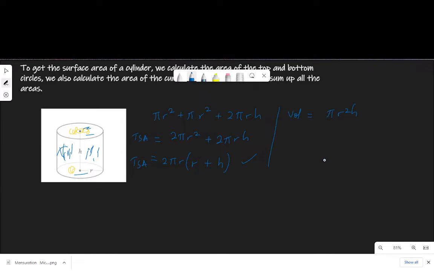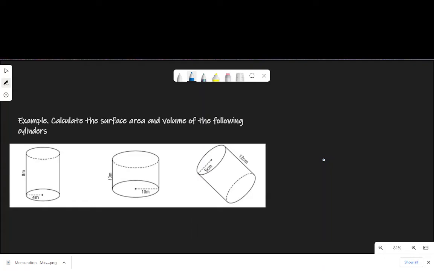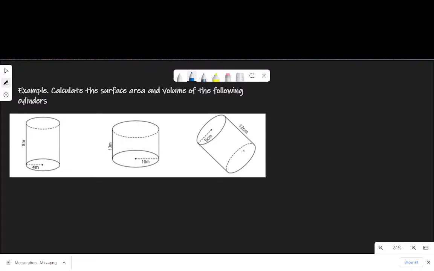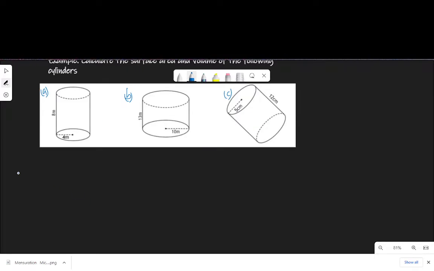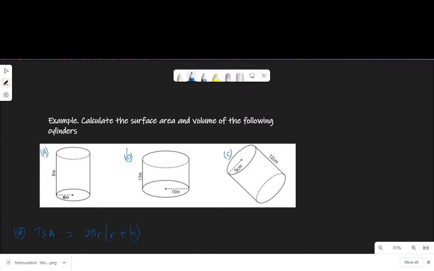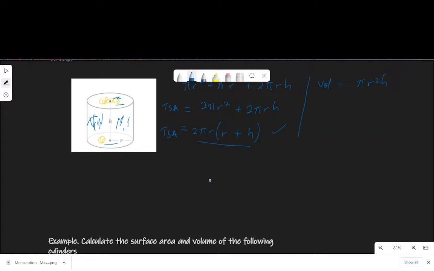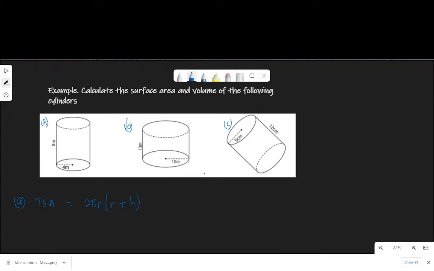So with that, we can solve some questions. We have an example here. Calculate the surface area and volume of the following cylinders. We start with, let me call this A, and I call this B, I call this C. So for A, let's start here. The total surface area, TSA, of a cylinder is 2 pi r bracket r plus h. As we established earlier, it's right here, 2 pi r bracket r plus h.